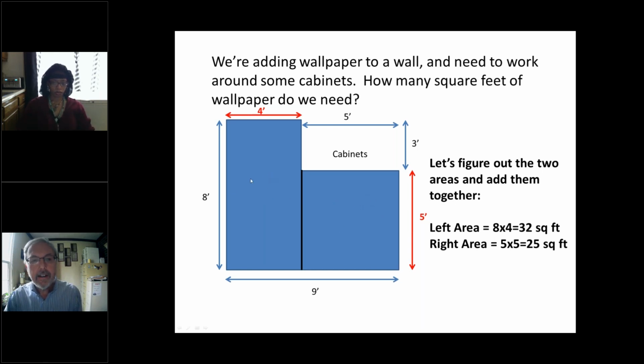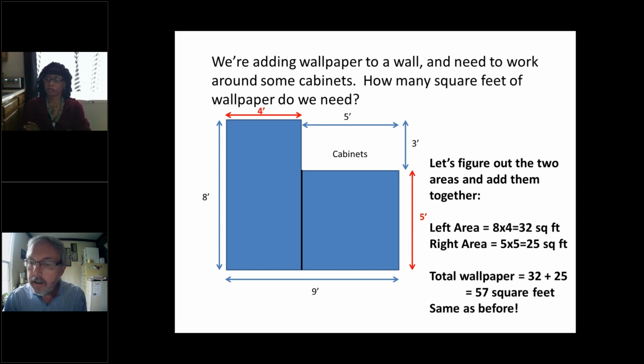So on the left side, we had 8 by 4. So it's just a rectangle, 8 times 4. So we had 32 square feet on the left. And then on the right, we have 5 feet times 5 feet, 25 square feet of area on the right side. So when we add those together, 32 and 25, we have 57 square feet.